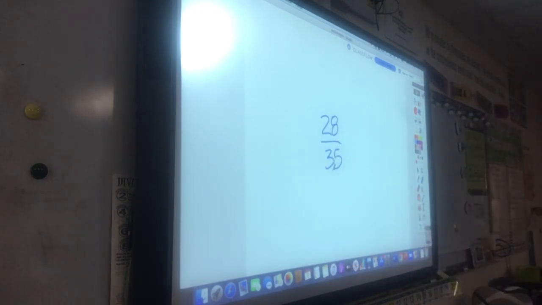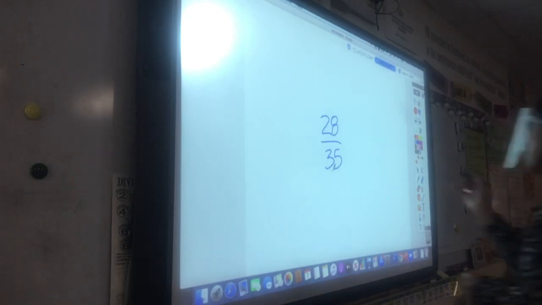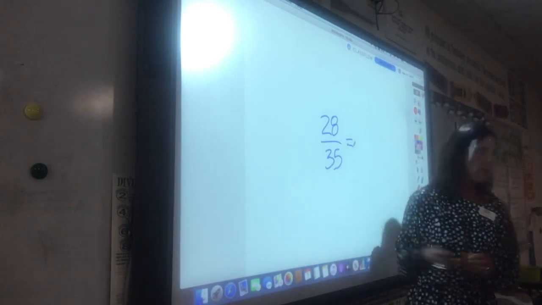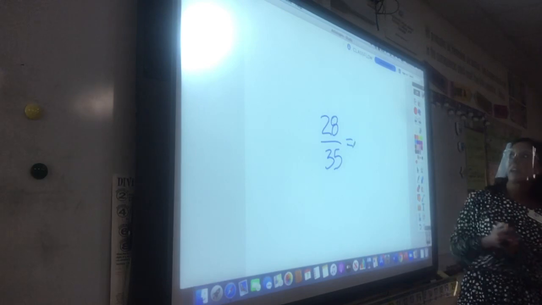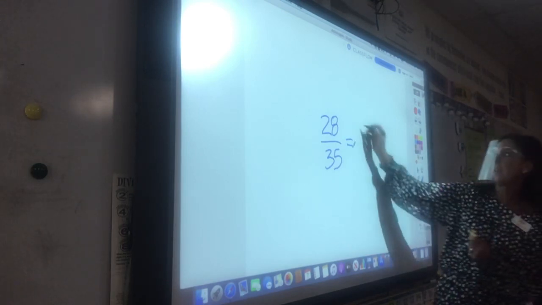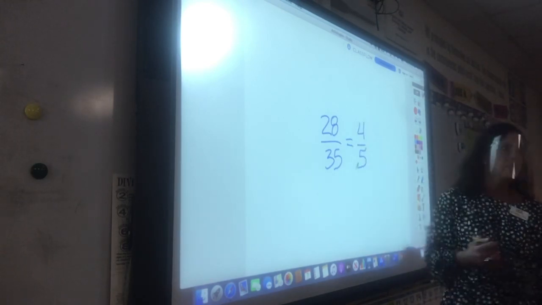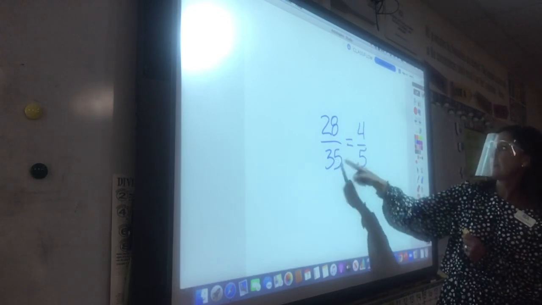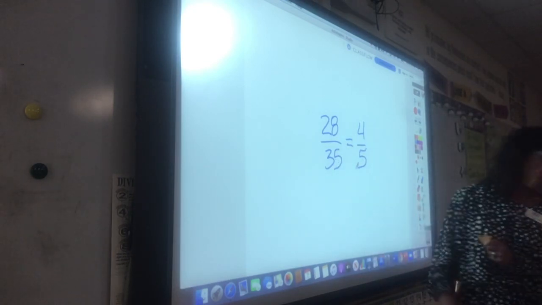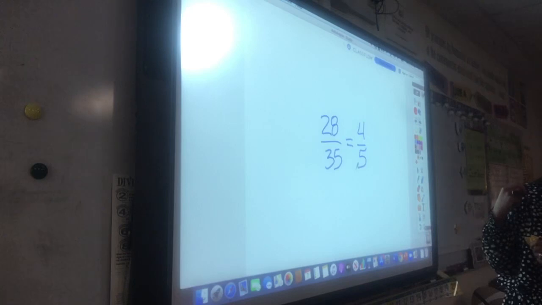28/35. So what would be the biggest factor that those two numbers have in common? And 35 only has a few things that go into it anyway. So what would be the biggest thing that goes into both? 7. So if I divide the top by 7 and the bottom by 7, what's going to be this fraction in simplest form? 4/5. Okay, 4/5. Divide by 7, divide by 7, 4/5.